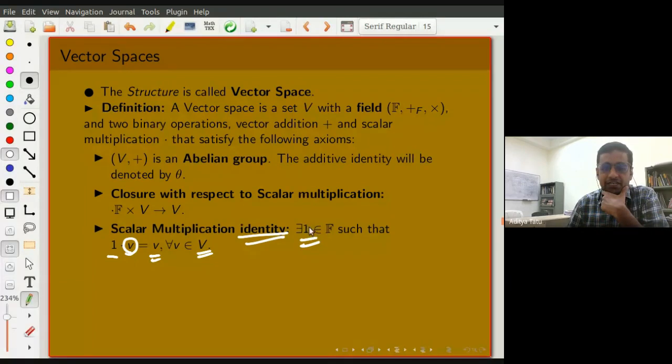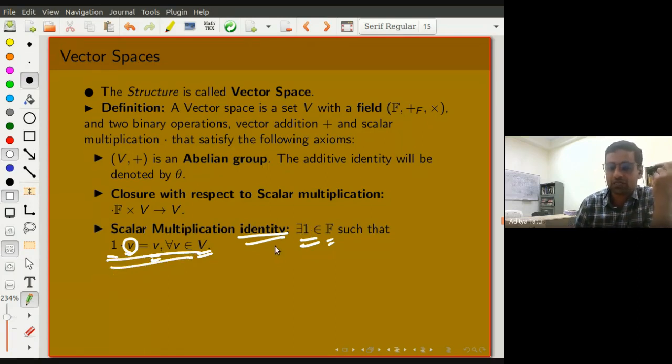In the next slide, I will give you examples of fields which are not numbers also. Then it will be clear. What I mean by one is, here I'm defining what one is. Take it that way.